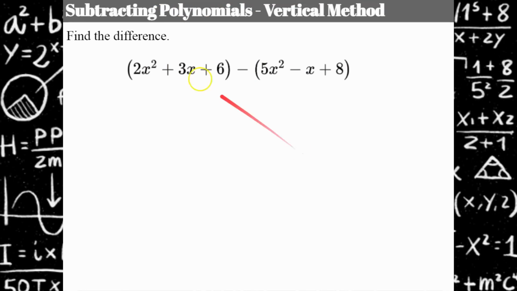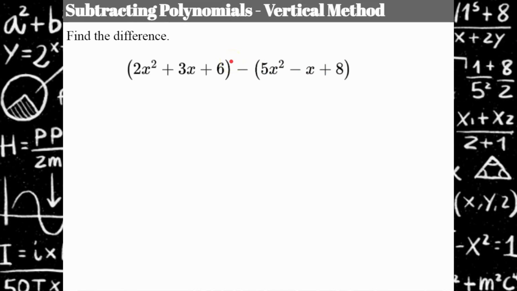All right, so now we're going to subtract polynomials. This is where you've got to pay attention to details. So they're asking us to find the difference. Here's the key thing. You're subtracting every single term in the parentheses. Every one of these terms needs to get subtracted from here.